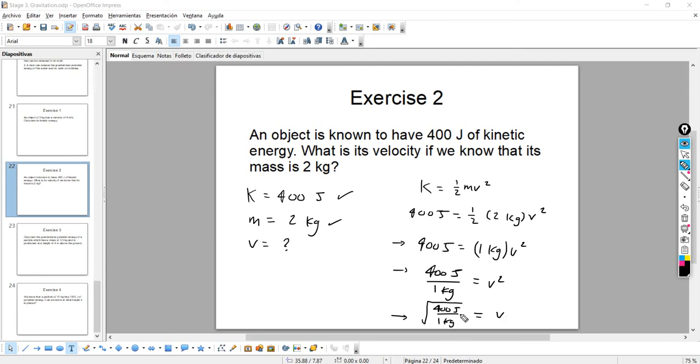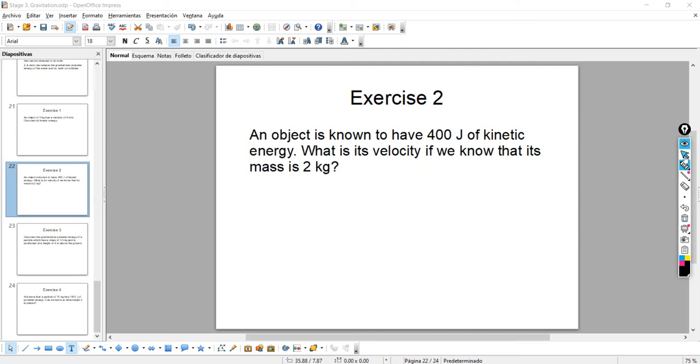So basically, guys, like I often tell you, when you perform the operations, all the arithmetic, you can forget for a moment about the units. Just perform the square root of 400 over 1, which is 400, right? Let's just take the square root of 400. What are we going to get? We're going to get 20. So let me conclude the problem right here. We're going to conclude that the velocity is 20 meters per second. And that's the result for this exercise.